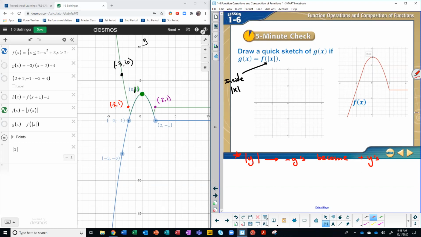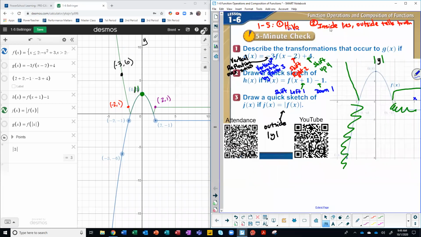But because rule number 2 says that inside lies, when you take the absolute value of X, here's what happens. All positive y's, not y's, I'm sorry, x's become negative x's. Why is that? Because rule number 2, inside lies. The x's will lie to you.